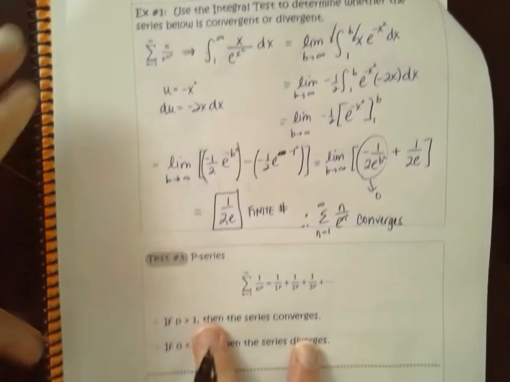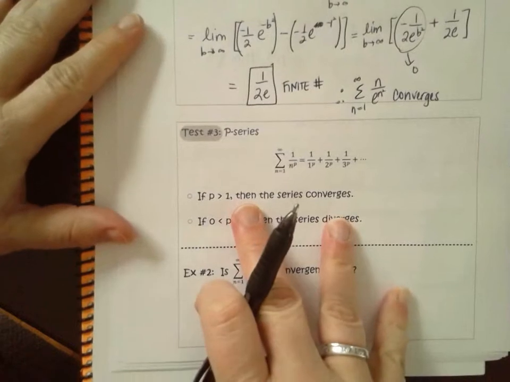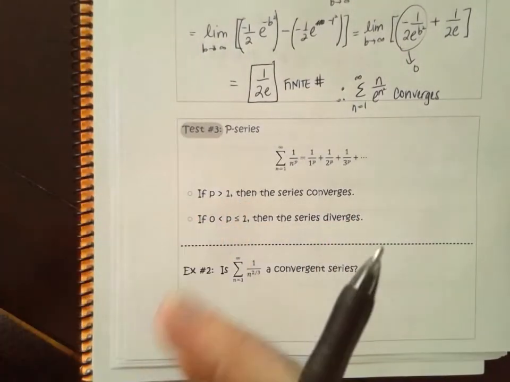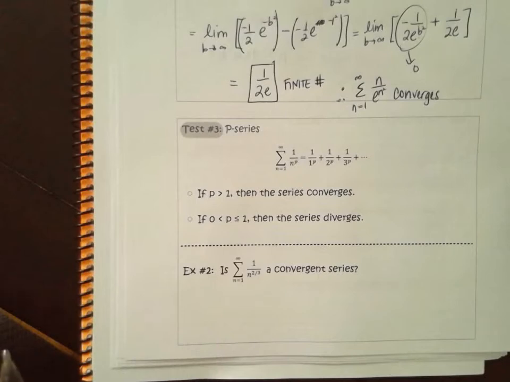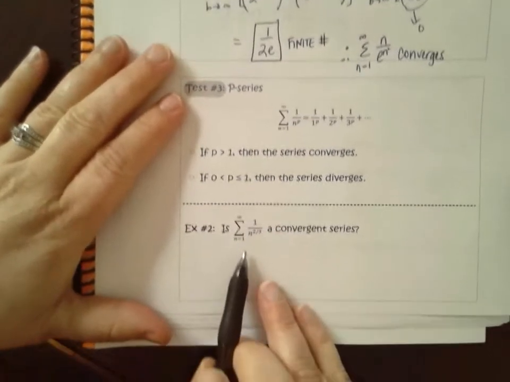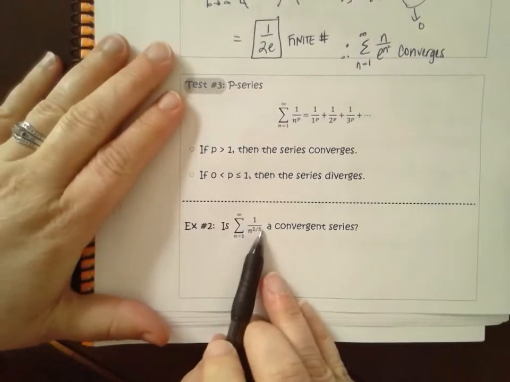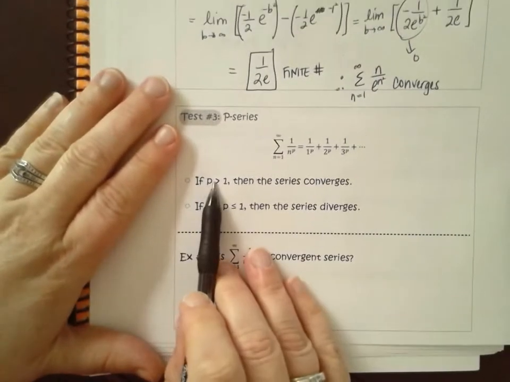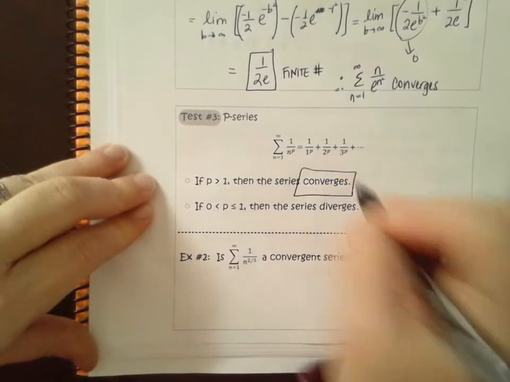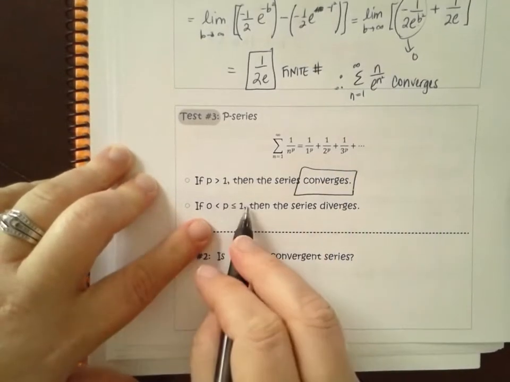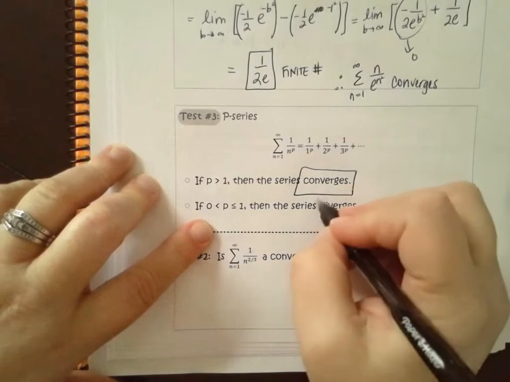The third test we talk about is the test for p-series. P-series are identified as a specific exponent attached to your denominator. So, for example, you see down here 1 over n to the 2/3. If your p, which is the exponent, is greater than 1, then your series converges. But if it's between 0 and 1, including 1, then it diverges.